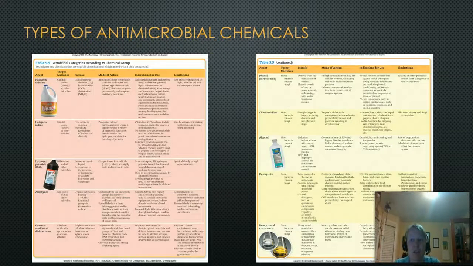So now let's look at the types of chemicals we have. The ones in pink over here are sterilizing, which remember is capable of killing organisms, whereas the ones in yellow are only capable of disinfecting. So let's take a look at a couple of these. First of them, we have halogens. We've got a couple of different halogens: chlorine, iodine, and peroxides.